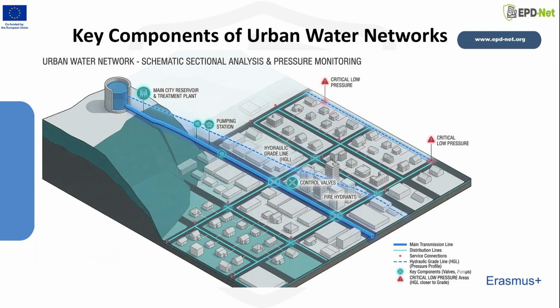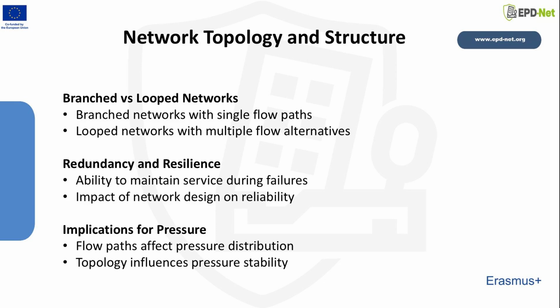The topology of a water distribution network refers to how its components are connected and how water flows through the system. Two common types of network topology are branched networks and looped networks. Branched networks have single flow paths, while looped networks provide multiple alternative paths for water flow. Network topology directly affects redundancy and resilience.